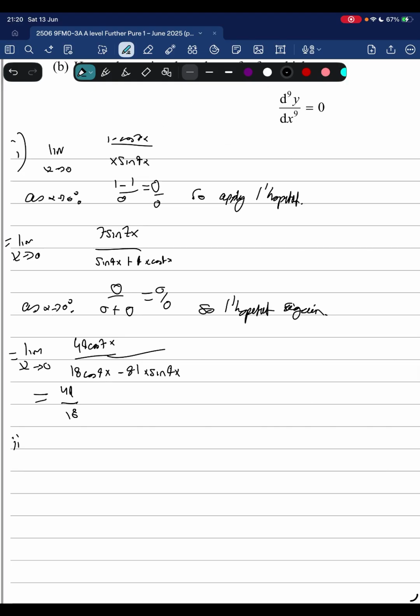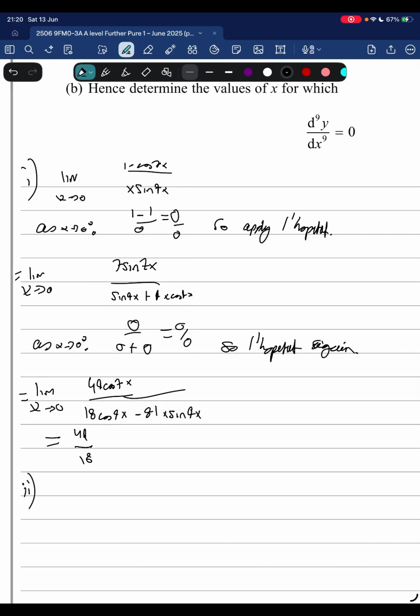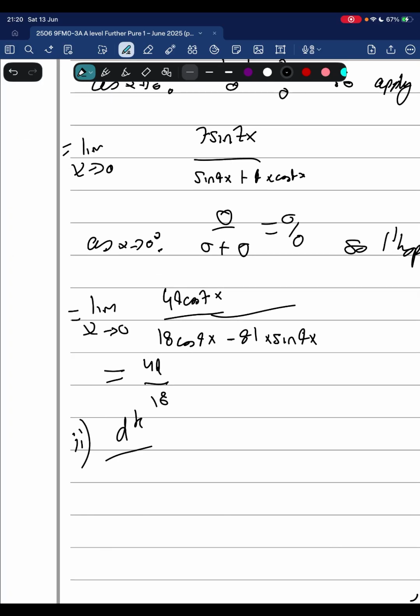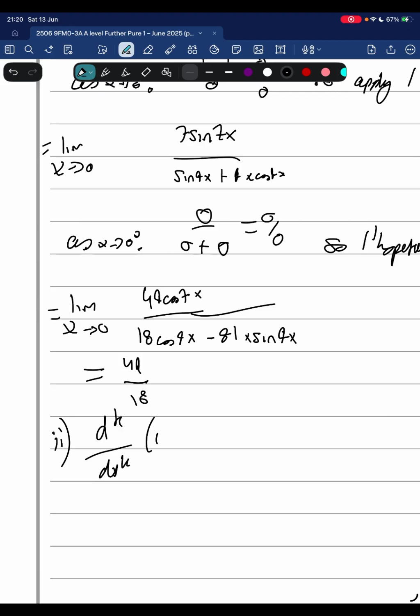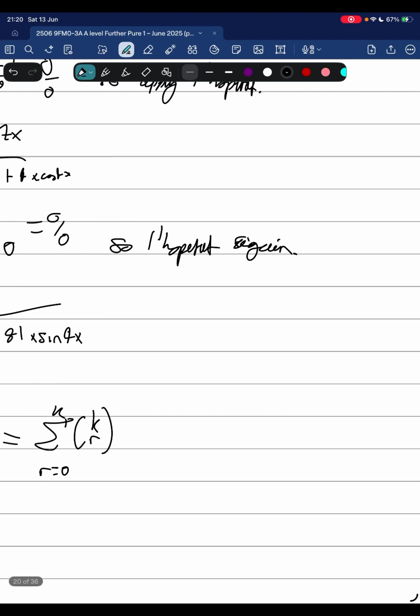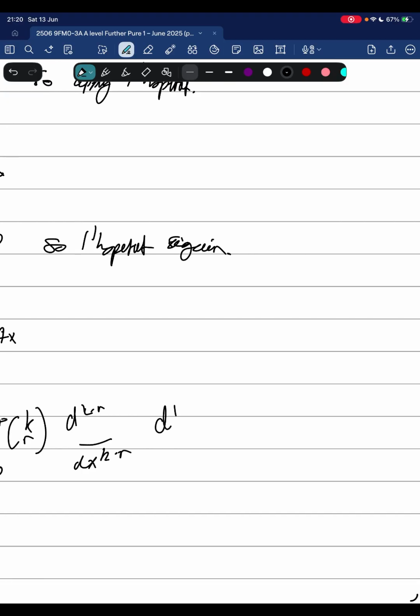Okay, so part I. If you don't know Leibniz theorem, it says the kth derivative, d^k over dx^k, of u and v is going to be the sum from r equals 0 to k of k choose r, d^(k minus r) u over dx^(k minus r), times d^r v over dx^r. I should put u here, sorry.